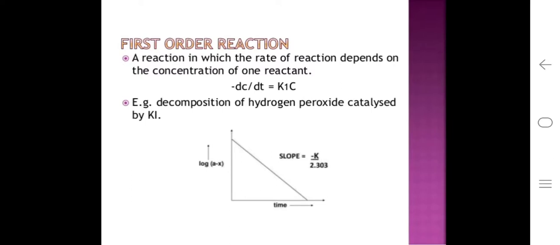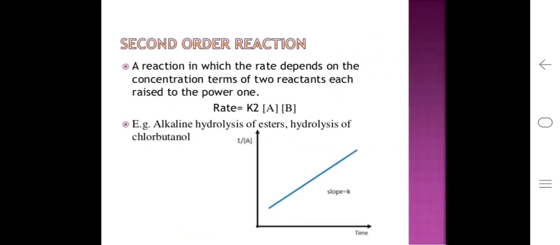Second one is first order reaction, a reaction in which the rate of reaction depends on concentration of one reactant. For example, decomposition of hydrogen peroxide catalyzed by potassium iodide. Second order reaction, a reaction in which the rate depends on the concentration terms of two reactants, each raised to the power 1. For example, alkaline hydrolysis of ester, hydrolysis of chlorbutanol.